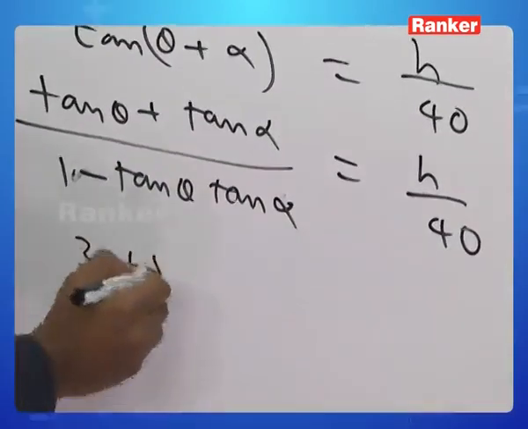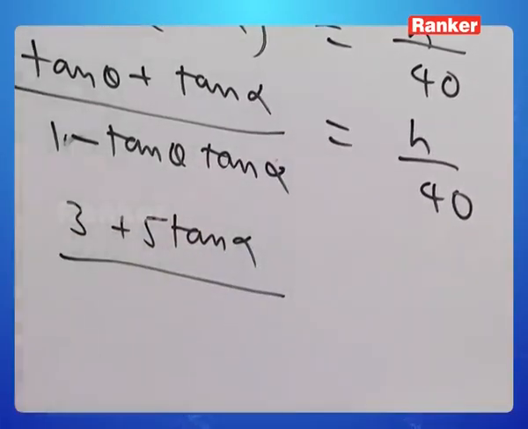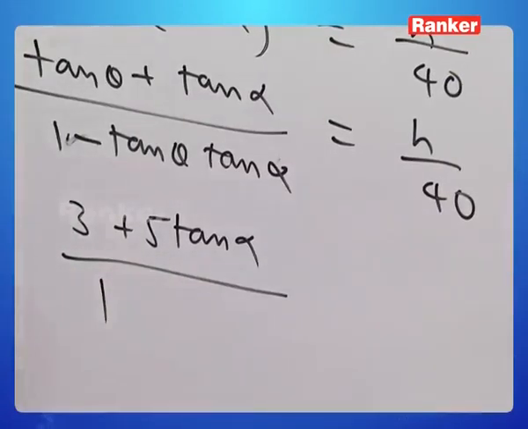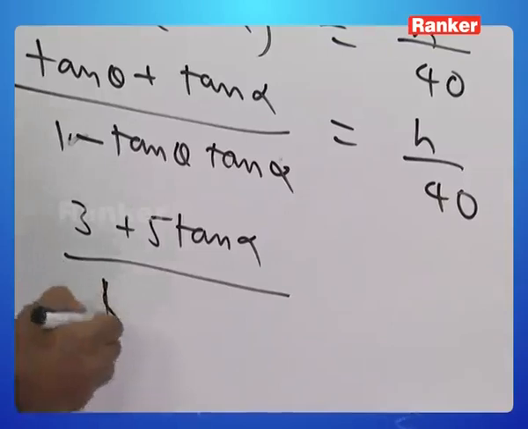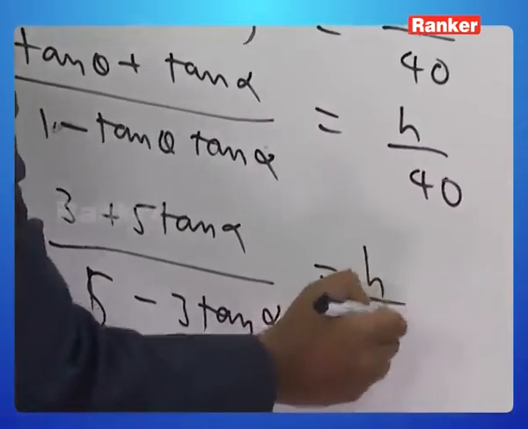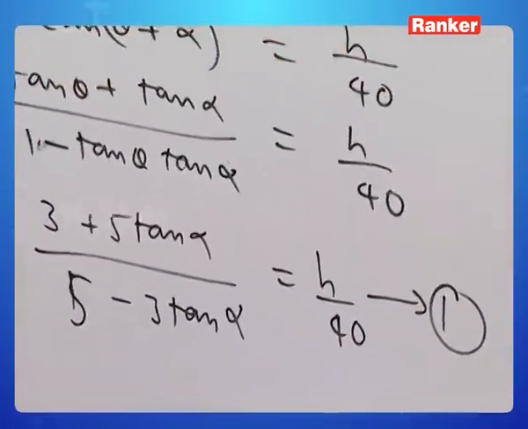Tan theta is 3 by 5. So, 3 plus 5 tan alpha divided by 1 minus 3 by 5 tan alpha. So, that makes it 5 minus 3 tan alpha is equal to h by 40. Call this equation 1.